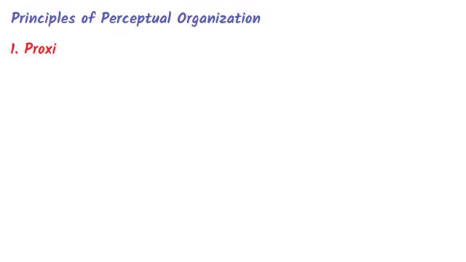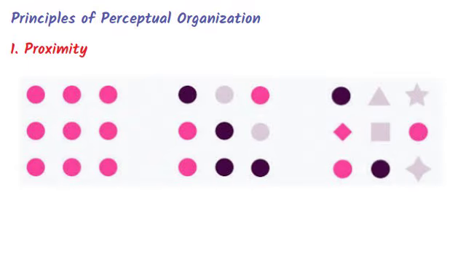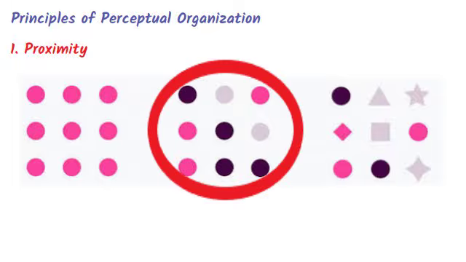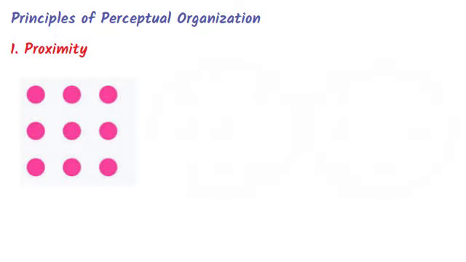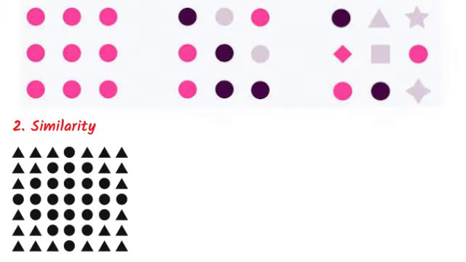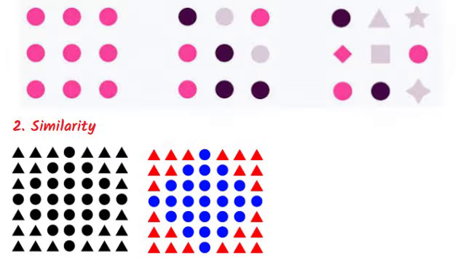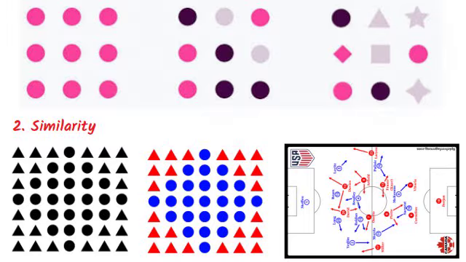The first is proximity. Objects that are close to one another are perceived as belonging together. For example, when people stand in small clusters, we naturally assume they are part of the same group, even if they are strangers. The second is similarity. We tend to group objects that share similar characteristics such as color, shape, or size. This is why players wearing the same uniform are instantly recognized as members of the same team.